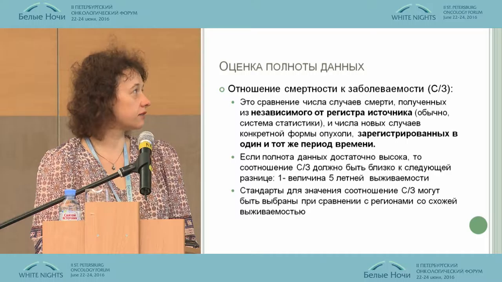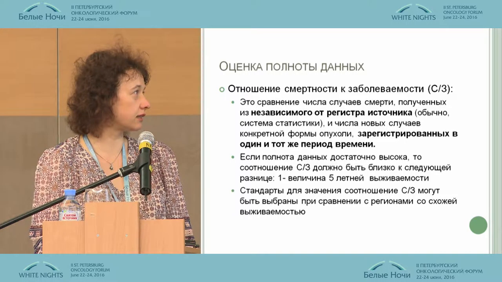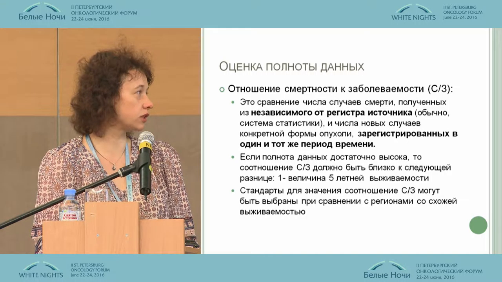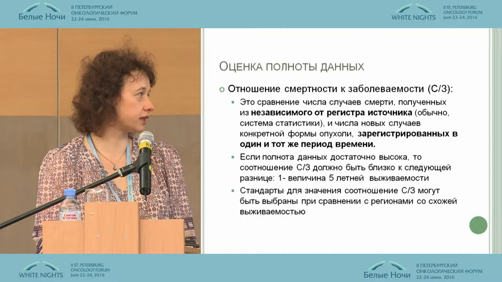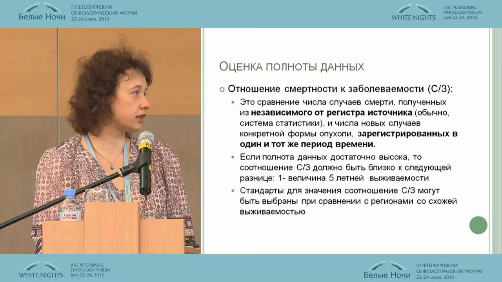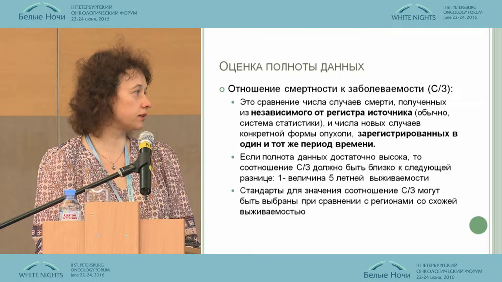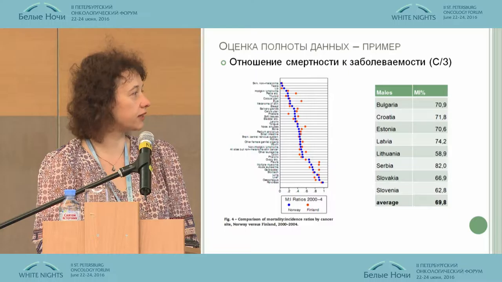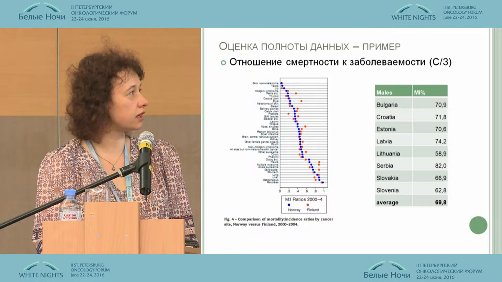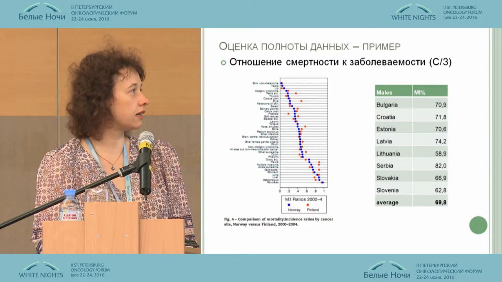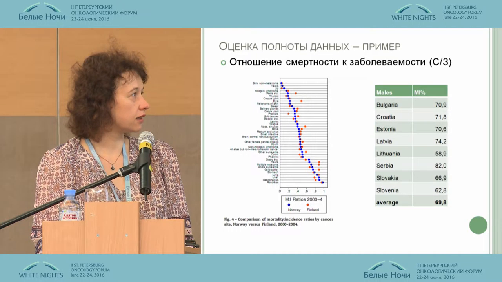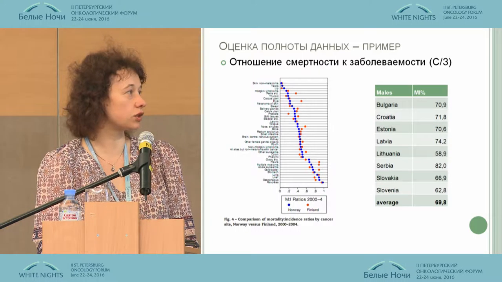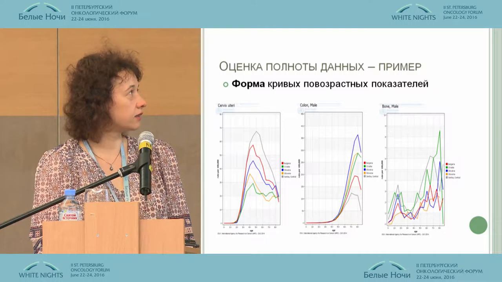How do we use the ratio between mortality and incidence? We compare the data received from independent sources and registers. The ratio should be 1 between 5 years of survival rate. Standards for this comparison and ratios can be chosen when you compare regions with similar survival rate. And this is an example on how you can compare the ratio between mortality and incidence in Norway and Finland. This is an example on how you can compare this incidence in Eastern Europe. We don't have precise indicators. We can get it only when we compare the data with other similar populations.